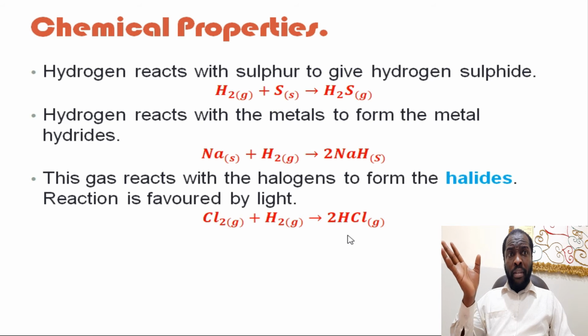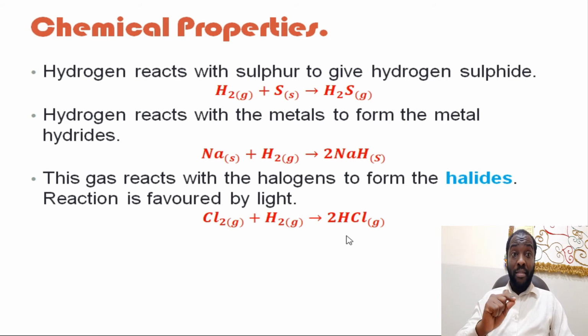Secondly, hydrogen reacts with the metals to form the hydride. With potassium, we have potassium hydride. Hydrogen plus sodium, we have sodium hydride, etc. They can also react with some group 6 elements like sulphur to give us hydrogen sulphide. With oxygen, we have water. Another good chemical property of hydrogen is that hydrogen acts as a strong reducing agent, reducing hot metallic oxides to their metals. We shall see that on the uses of hydrogen.